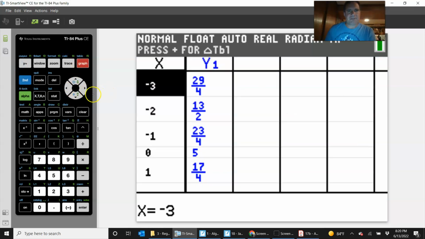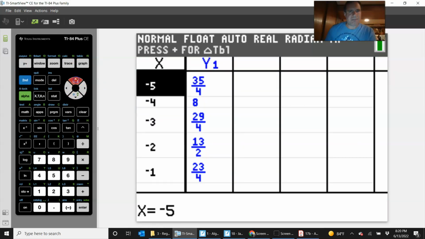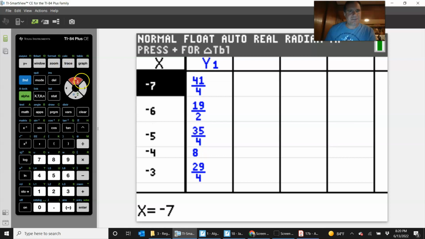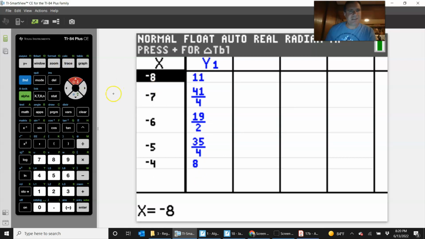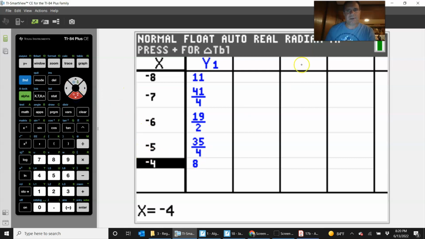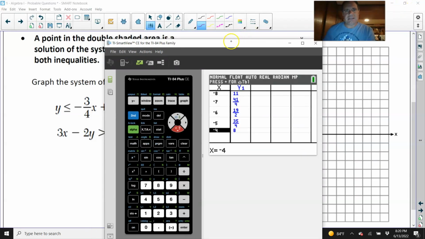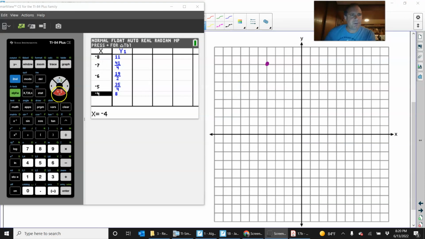So I'm going to press second function and graph. I'm going to go back to negative 7, negative 8, 11. I can't fit that because I know it's a 10 by 10 graph, so I'm going to go to negative 4, 8. So negative 4, 8 is the first thing that I am going to graph. So negative 4, 8 is on my graph.